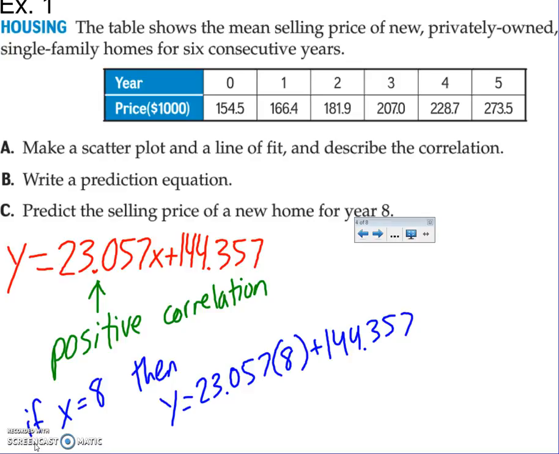So I'll use it on my hand: 23.057 times 8 plus 144.357. My final answer is 328.813. Alright, so I could just put that point up here. So at year 8, the number is about 328, which makes sense because as the years go up, the price goes up. And that's in thousands of dollars, so it's $328,000.